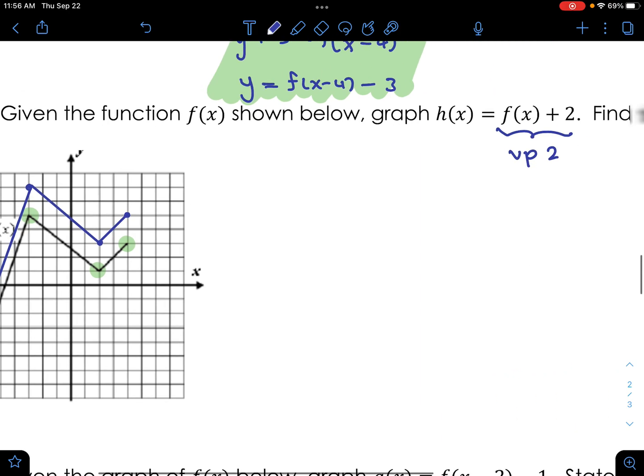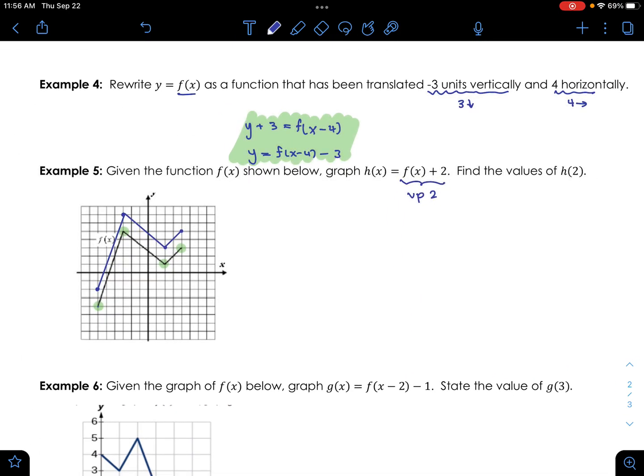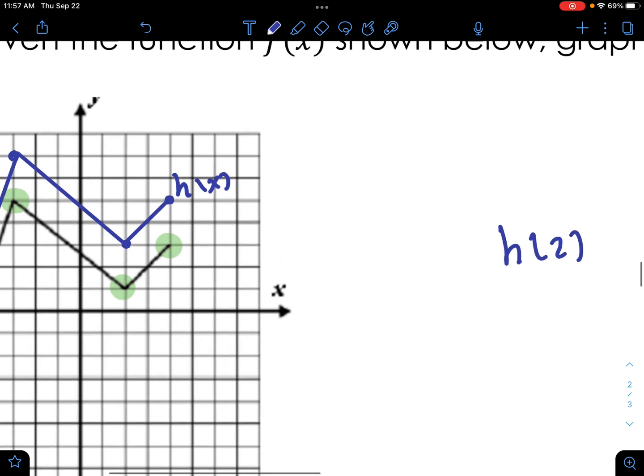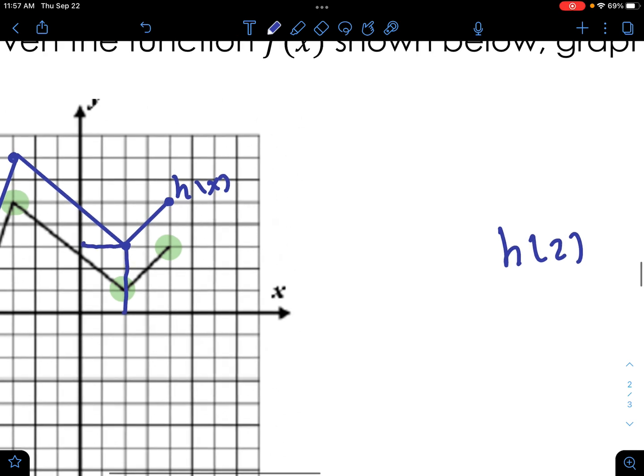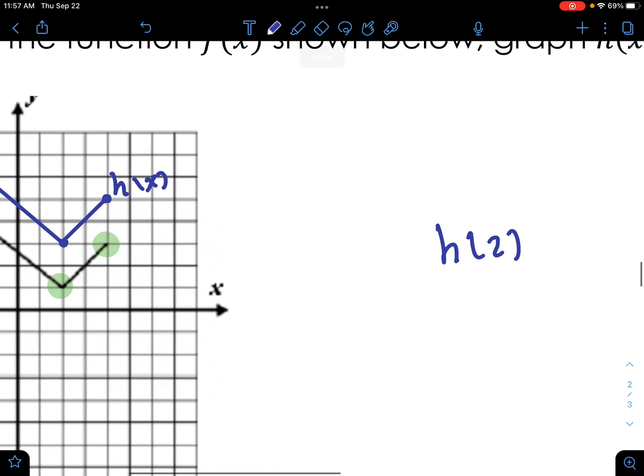And the question was, what is h of 2? So the blue graph there is our h of x. So h of 2, you go to x equals 2, go up and go over. You find out that h of 2 is equal to 3.